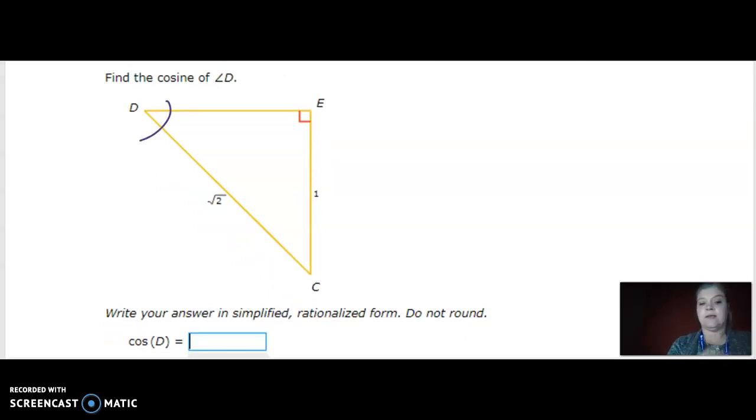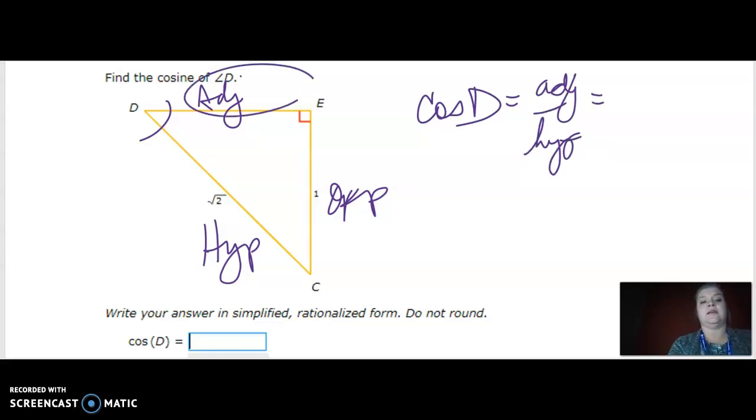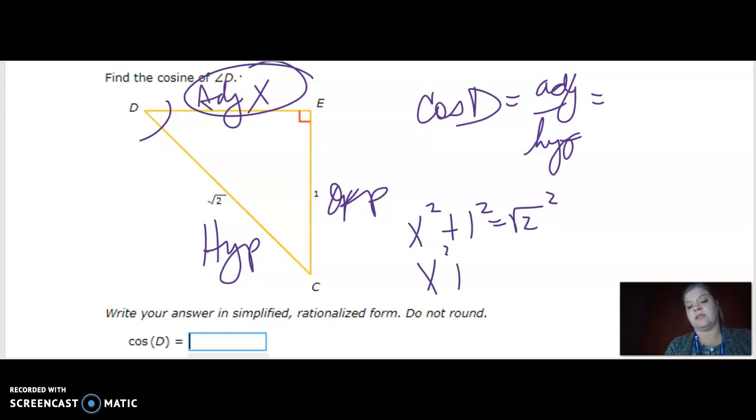Here's D. So this is opposite, this is your hypotenuse, and this is your adjacent. We're looking for cosine D, because cosine is adjacent over hypotenuse. Again, we don't have our adjacent, so we have to use the Pythagorean Theorem. So x squared plus 1 squared equals the square root of 2 squared. X squared plus 1 equals square root of 2 times the square root of 2 is 2. Minus 1, x squared equals 1, and if we take the square root of 1, we get 1. So our adjacent is 1.